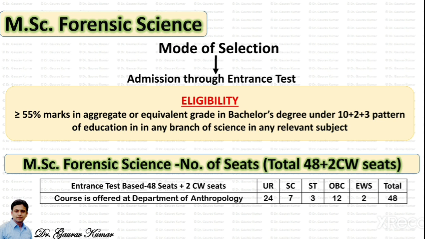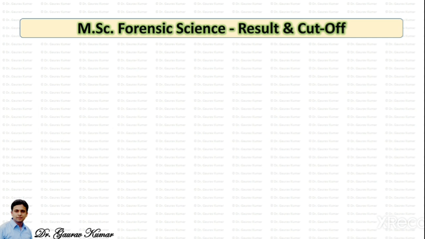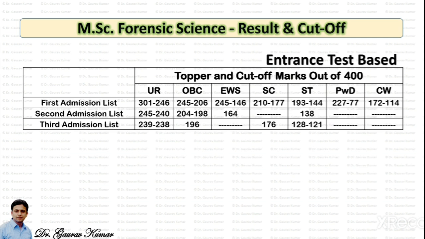There are a total of 48 seats plus 2 CW seats separately, and the course is offered at the Department of Anthropology. And yes, this is the seat distribution in various categories. You can see the total number of seats is 48 plus 2 CW seats. And then if you see the result and cutoff, there were 3 admission lists. So in that case, we can infer that the course is highly recommended among the students.